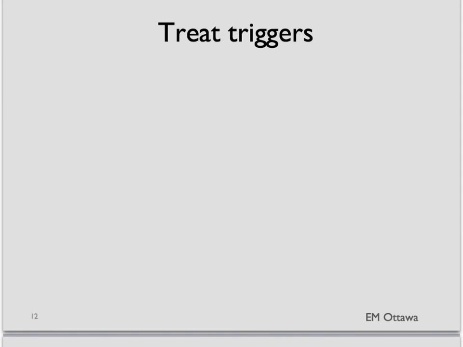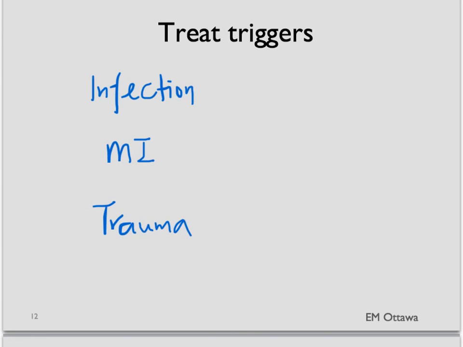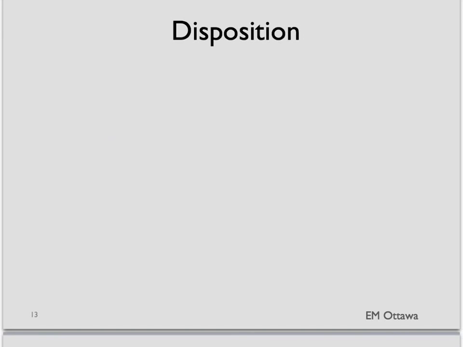As we've discussed before, we also look for an underlying trigger. We could be looking for an infection, an underlying MI, or an occult trauma. In terms of disposition, all patients with thyroid storm need to be admitted, usually in the ICU. This hypermetabolic state can have a lot of long-term sequelae and needs to be recognized and treated as soon as possible.